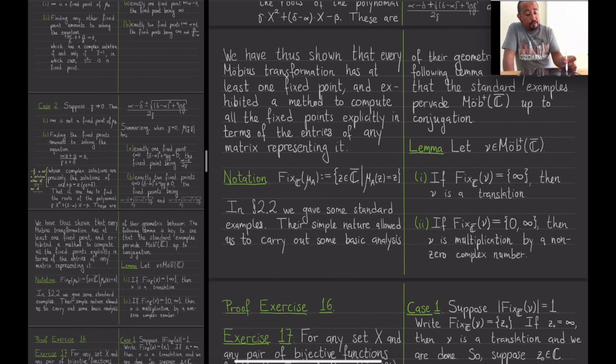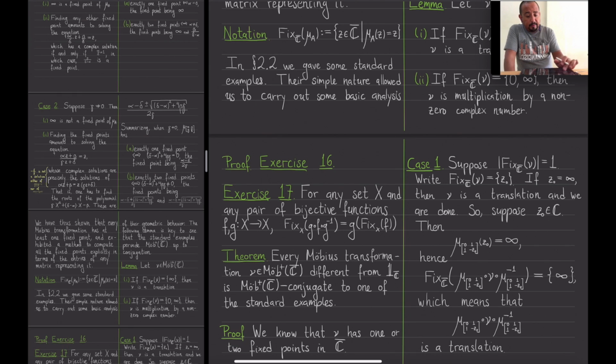You have to play with the entries of the matrix and with the definition, with the famous formula (alpha z plus beta) divided by (gamma z plus delta), and so on. So it's quite easy.